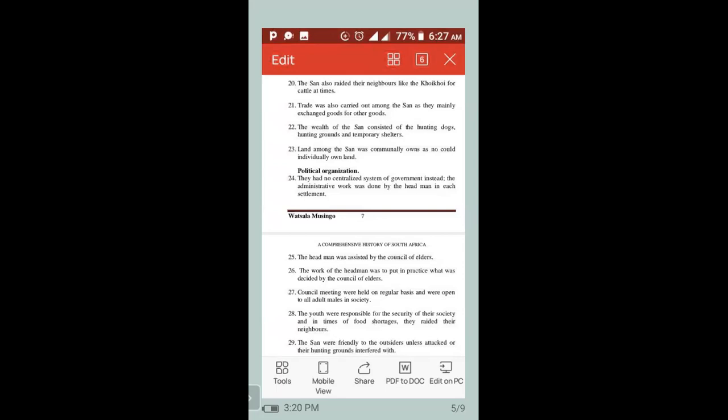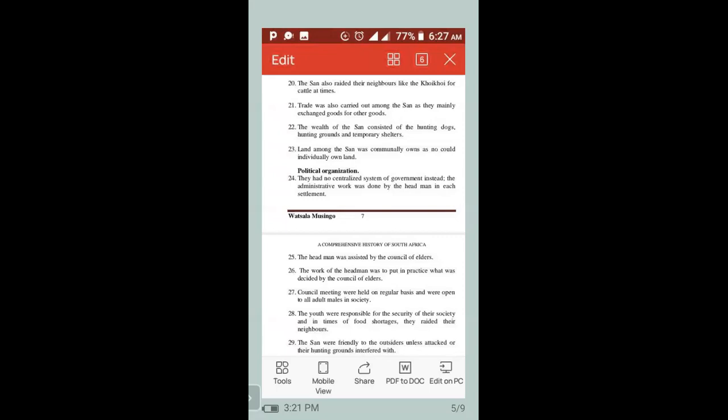The political organization: they had no centralized system of government. Instead, the administrative work was done by the headman in each settlement. The headman was assisted by the council of leaders. The headman was the head of the family, because these people lived in groups of 50 to 77, who had to be clanmates, so the elder in the clan would be given the title of headman, omukuru w'ekika. So the headman was assisted by the council of elders: the second eldest, the third elder. The work of the headman was to put in practice what was decided by the council of elders.